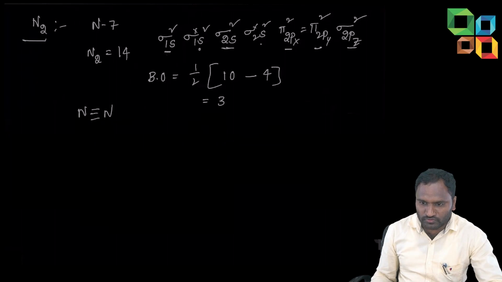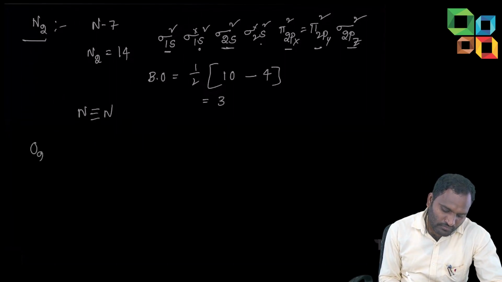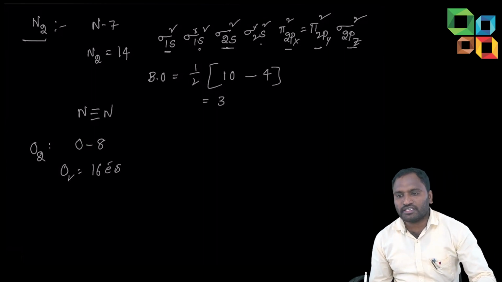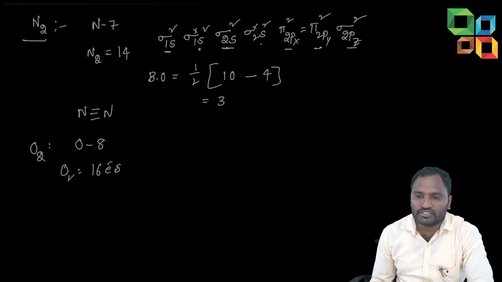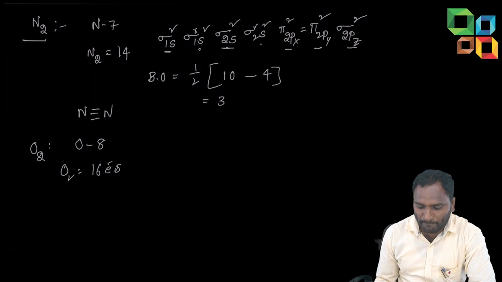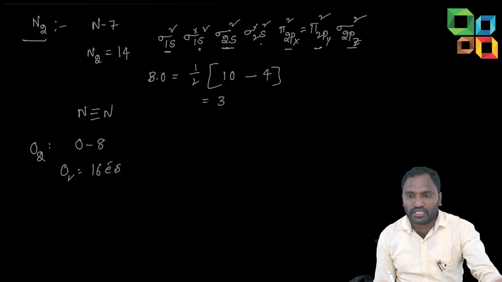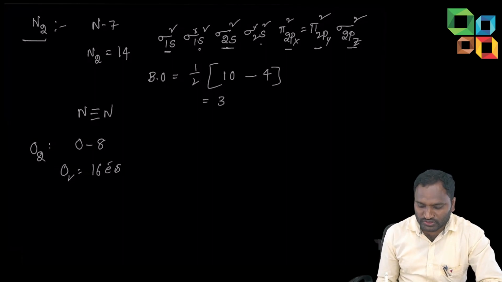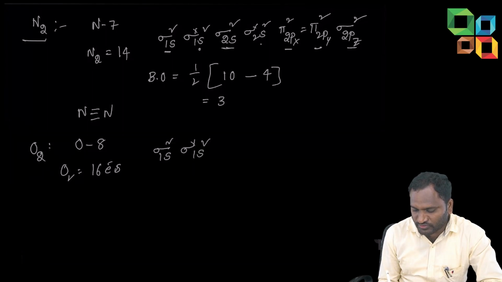Next, shall we go to O2 molecule? O atomic number is 8. So O2 contains 16 electrons. Oxygen atom contains 8 electrons. Molecule contains 2 into 8, 16 electrons. So it is above 14 electron system, right? Energy order will change. Sigma 1s2, sigma star 1s2, sigma 2s2, sigma star 2s2.